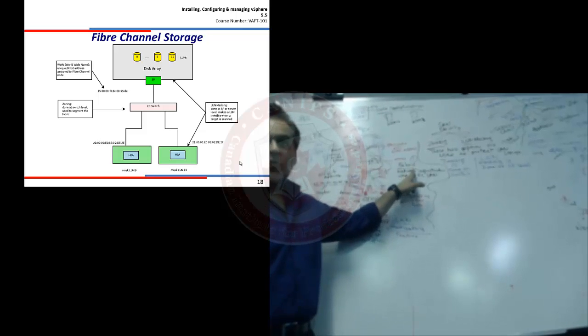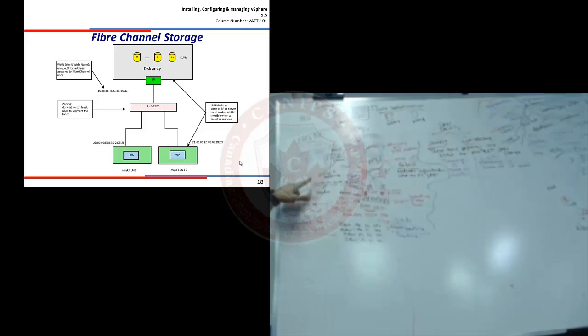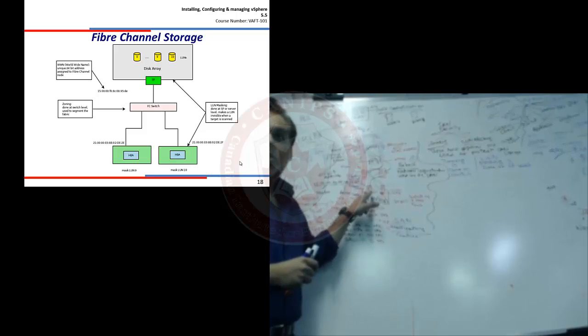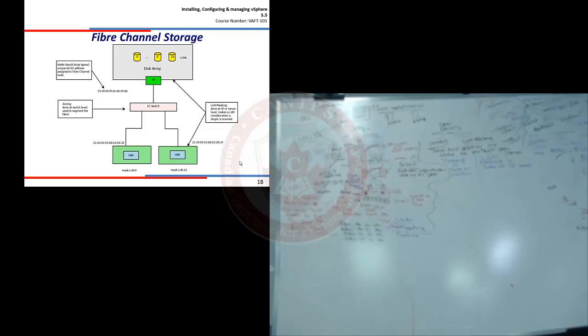Fabric. What is the word? Fabric. Second one, WWN, 64-bit, and logical unit number. What is a logical unit number? It is just a logical disk that is taken from the raw disk. Okay, so this is done.